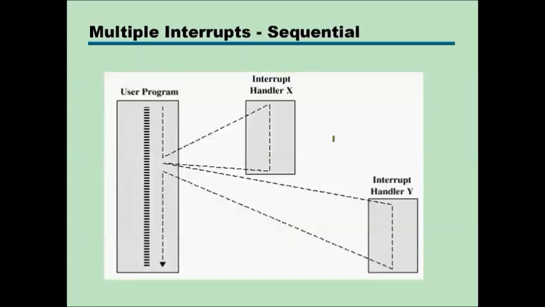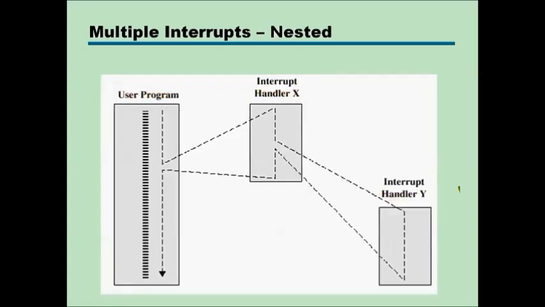So this is the multiple interrupt sequential. You have the user program here. You have the interrupt handler X, and you have the interrupt handler Y. So again, showing you visually how it handles interrupts sequentially. So this one is a nested interrupt. So we have the user program, we have the interrupt handler X, and we have the interrupt handler Y.